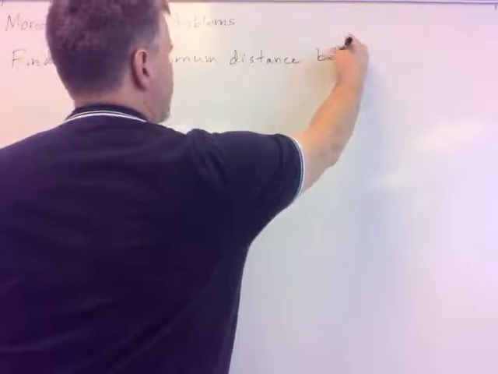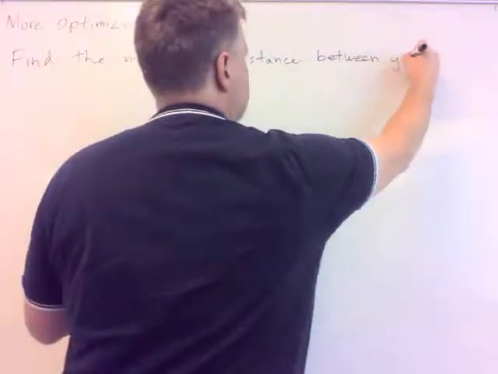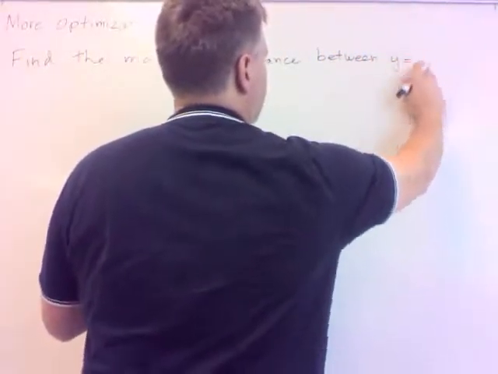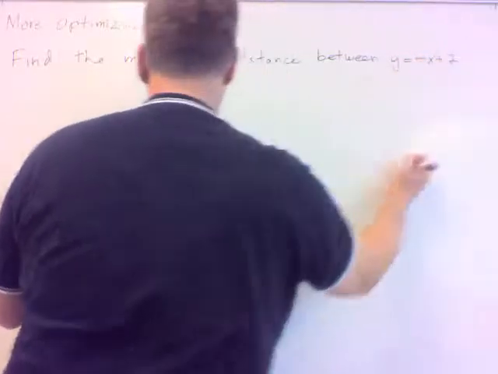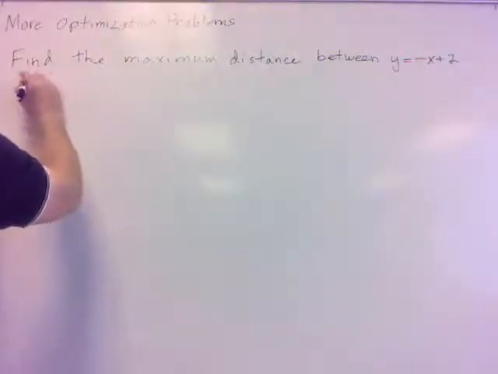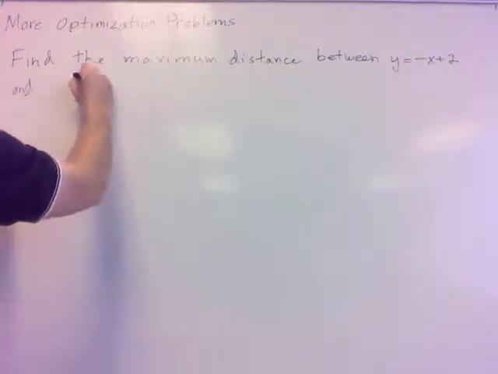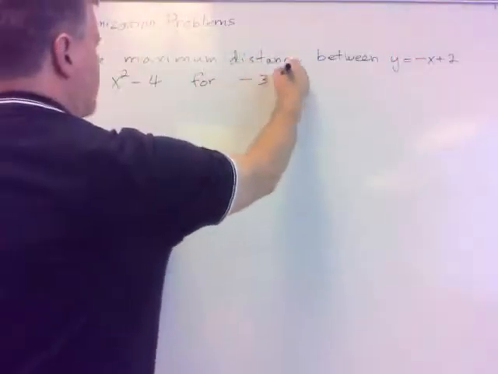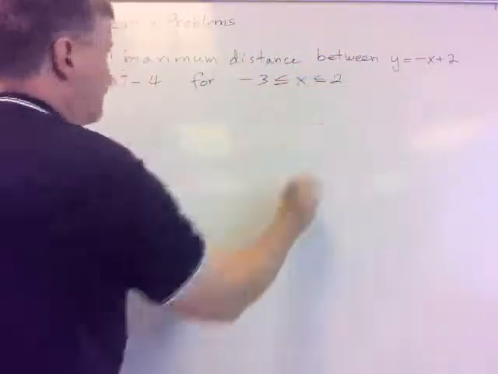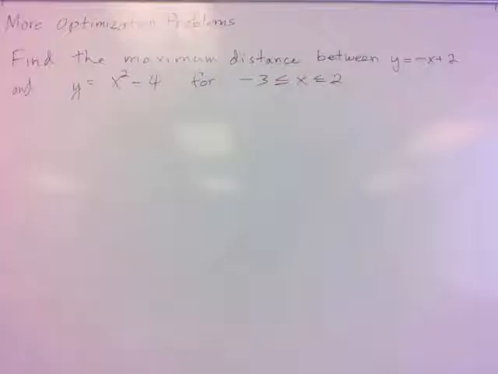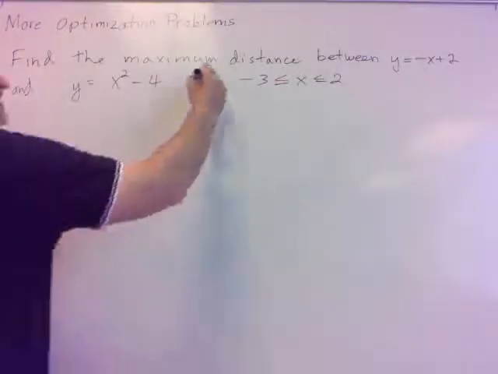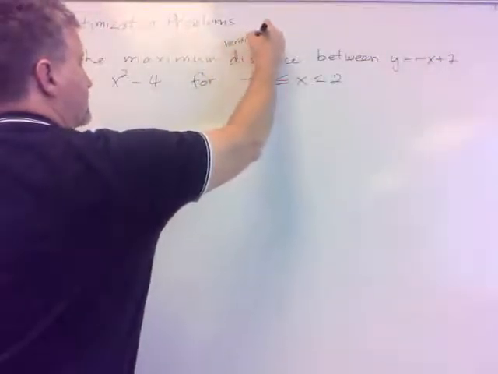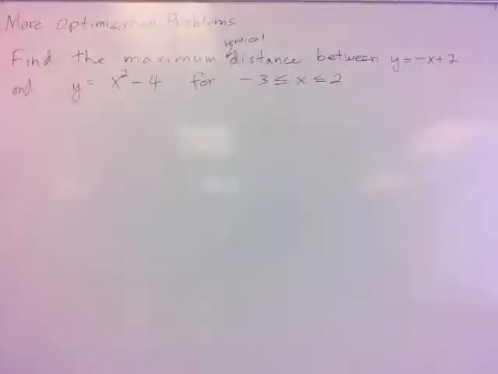y equals minus x plus 2 and y equals x squared minus 4 for negative 3 is less than or equal to x is less than or equal to 2. Okay? Pretty much like one in the book, but find the maximum vertical distance. Forgot that word. That's an important word. We'll do that other in just a second, but find the maximum vertical distance between those two things.